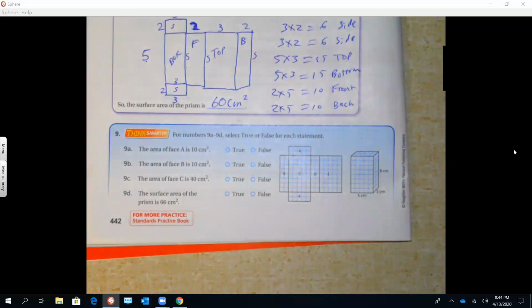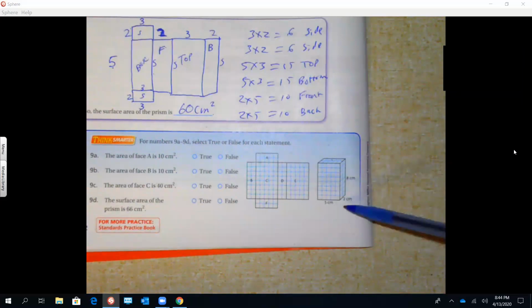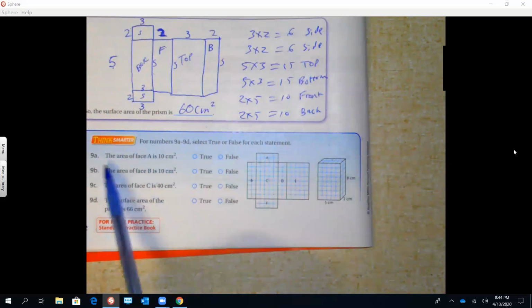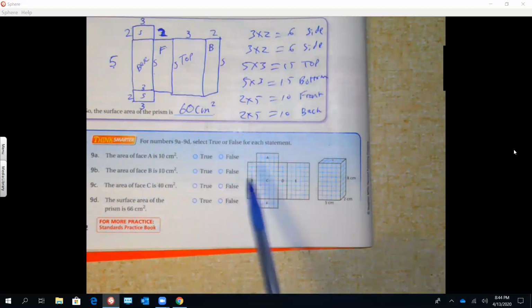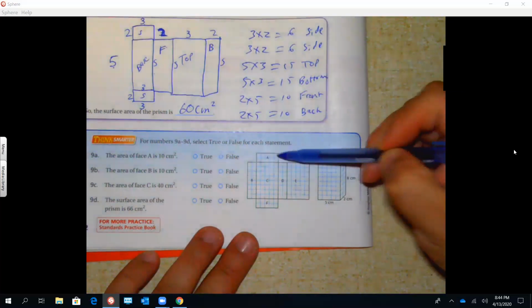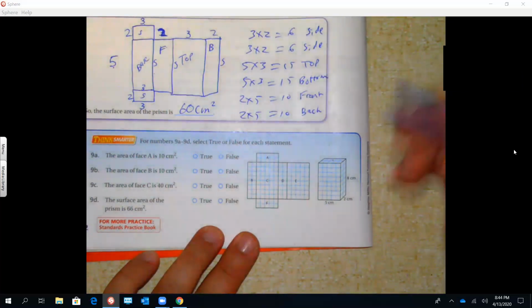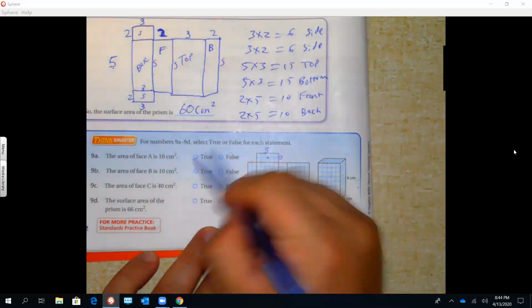All right, look at this together. Okay, so we have a rectangular prism. You notice it's a rectangular prism because the base is a rectangle. The surface area of A is 10. So let's count. 1, 2, 3, 4, 5, 6, 7, 8, 9, 10. Is that true? We got 5 times 2 equals 10. That's true.